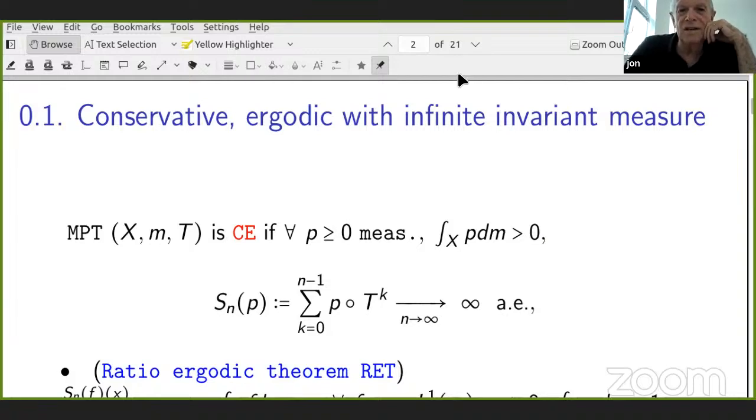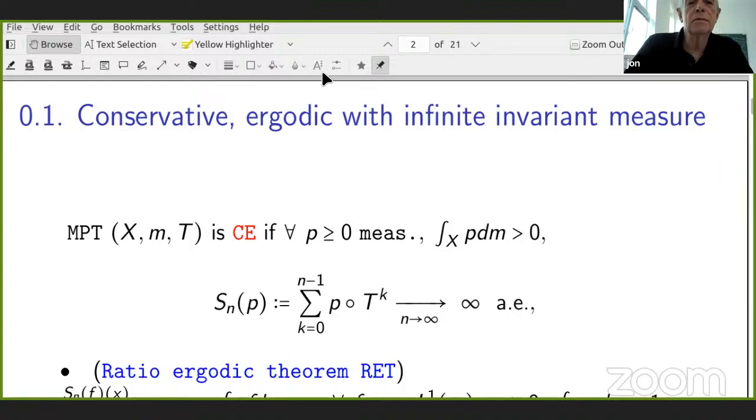We're looking at a conservative ergodic measure-preserving transformation. Oh, sorry, Jon, we don't see the full slide. We see only half of it. Either you just zoom out a little bit or check full screen.